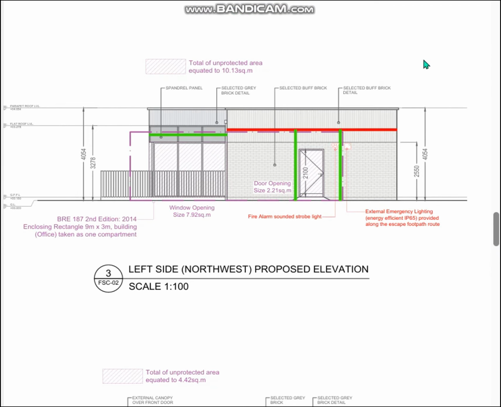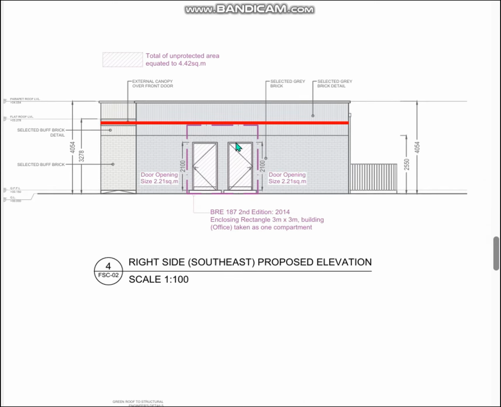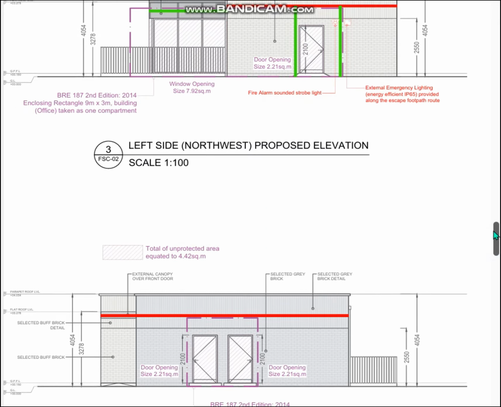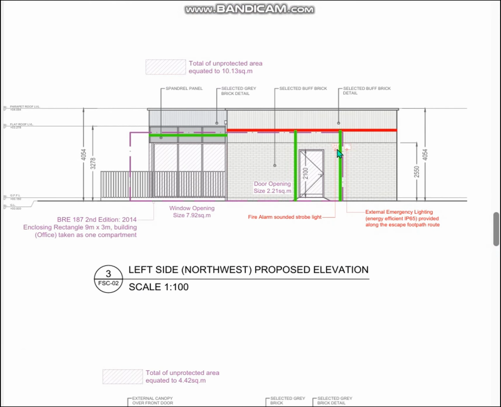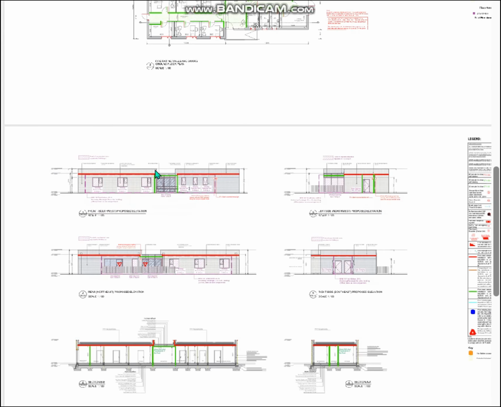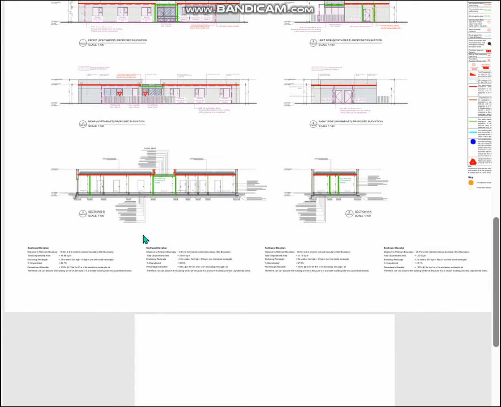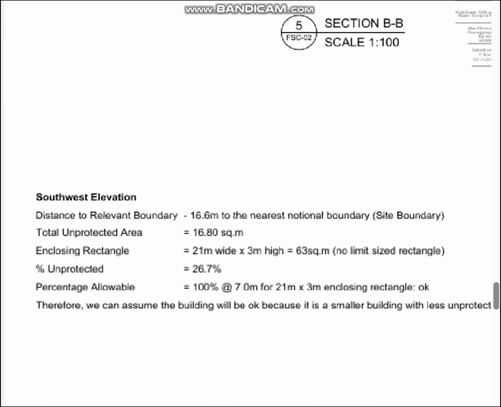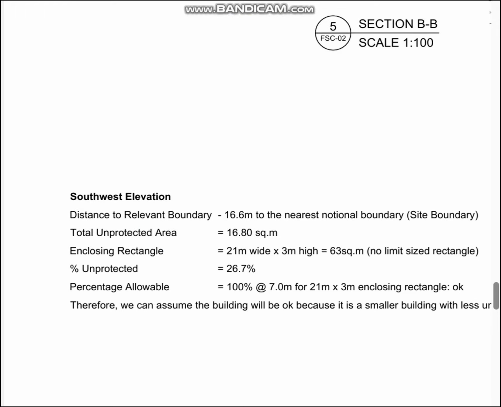As previously mentioned, the green line is indicating a 30-minute fire-resistant compartment, and the red is 60-minute compartmentation. Also indicated on all the elevations is the location of the fire alarm sounder strobe light and any necessary emergency lighting that is required along the escape routes, footpaths, if the street light does not provide the correct amount of lumens. On the bottom of this sheet are indicated the notional boundaries or physical boundaries, unprotected areas.